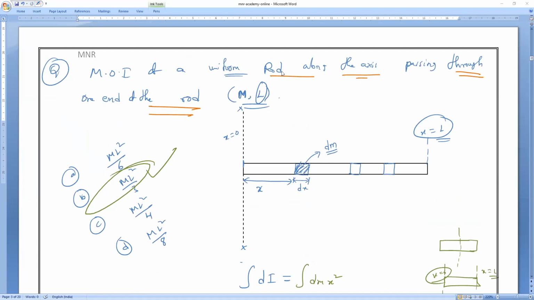So if it is the COM, center of mass, then the limits will be L by 2 to minus L by 2. But here the axis of rotation is passing at the end. So in the sense of the limits, it is from 0 to L directly. So you can substitute it and make sure, that's all over.